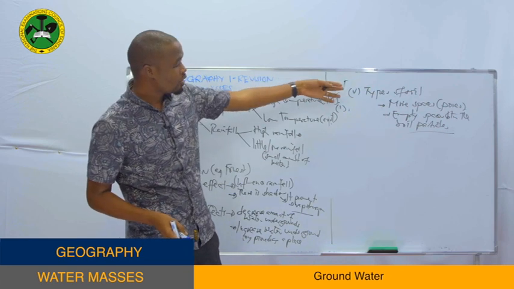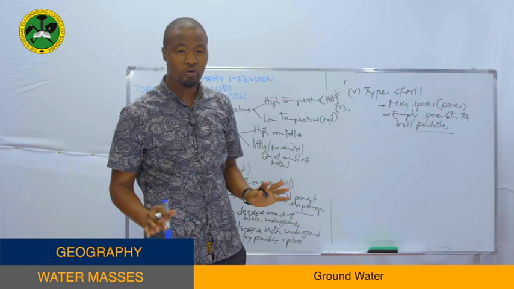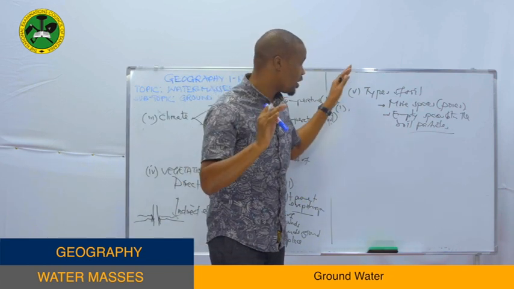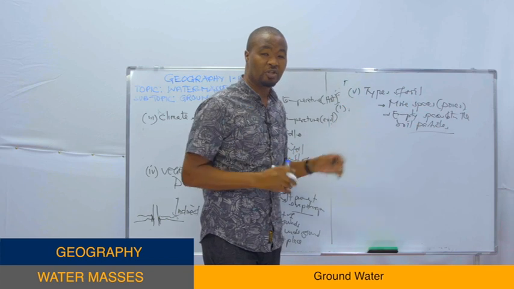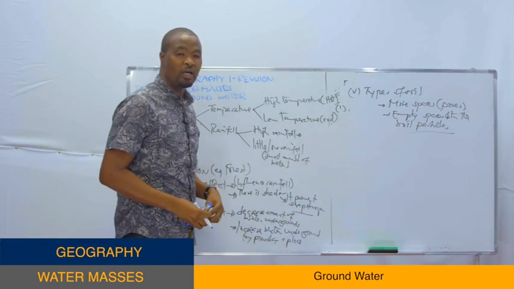But if the soil is made of very few spaces, it means no pores at all, we expect no or very little rate of infiltration and percolation, where at the end we will get a low amount of water underground.